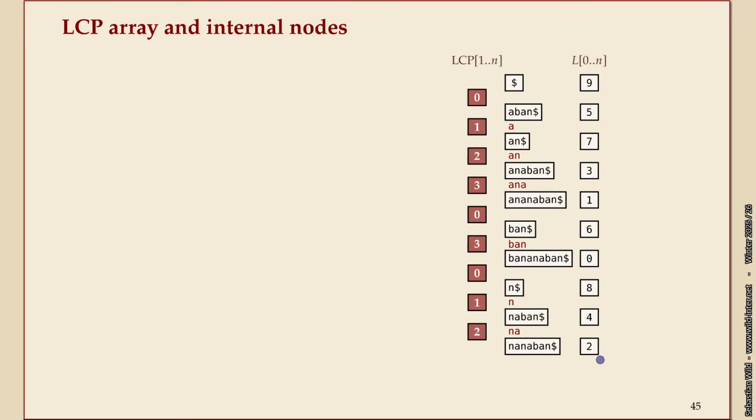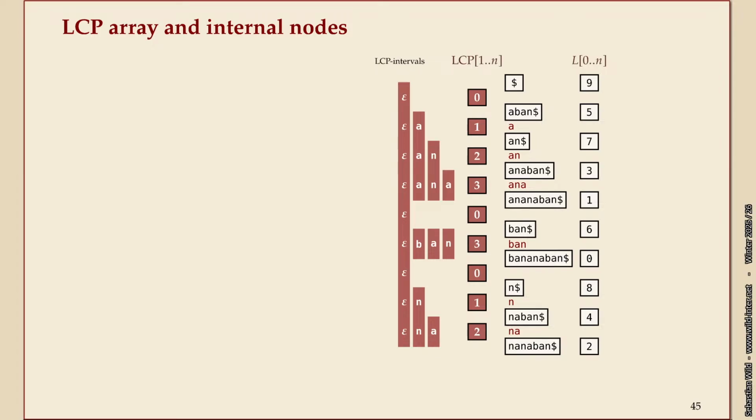There's another nice connection I want to show in this picture. Here are the leaves and the suffixes that correspond to them. And here, in the sorted order, between each pair of adjacent suffixes, there's the longest common prefix written down in red. Then the LCP array is the length of that shared prefix. That's LCP by definition.